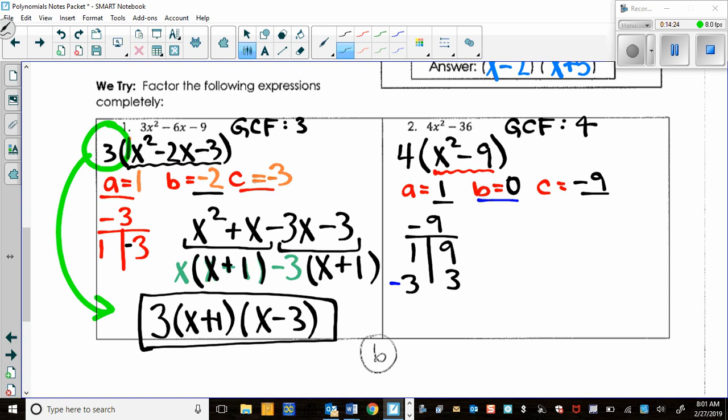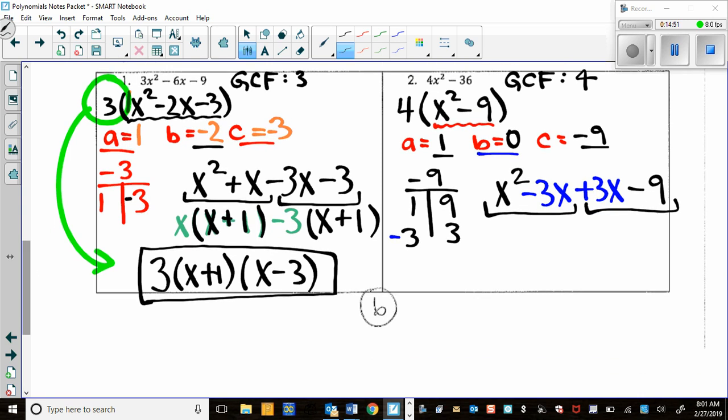So now all I have to do is go ahead and use these two numbers and replace what would have been my middle term. So I have x squared, I'm going to write minus 3x plus 3x, and then I'm going to write negative 9. Okay, so I'm going to factor out those two, have my two groups there.